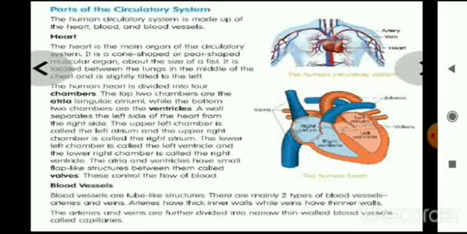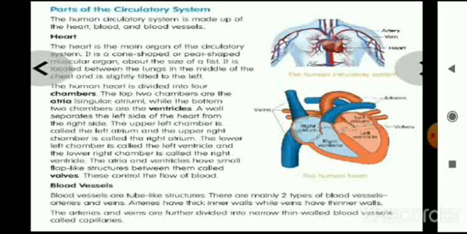The atria and ventricles have small flap-like structures between them that are known as valves. And what are the functions of these valves? Functions of these valves are, they control the flow of blood. Now heart clear? Moving towards next part of the circulatory system.